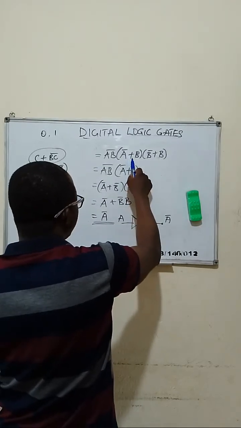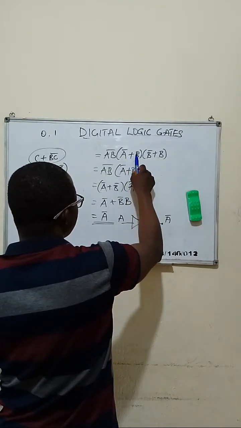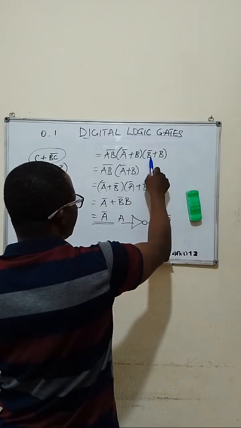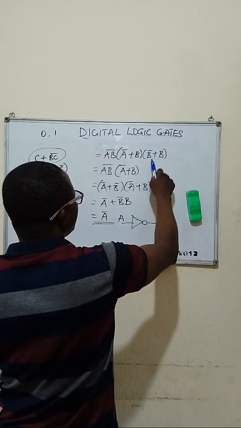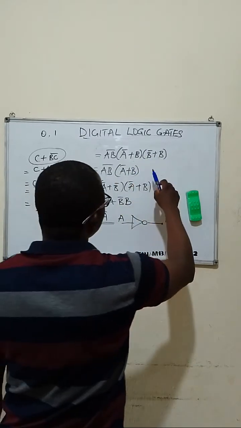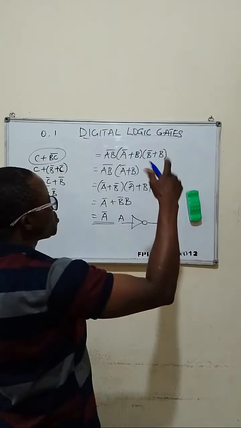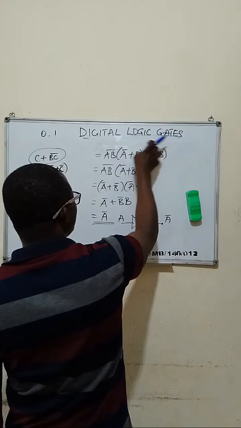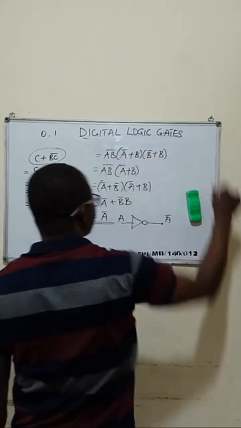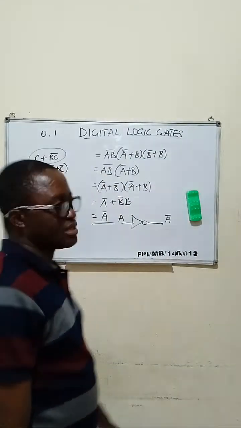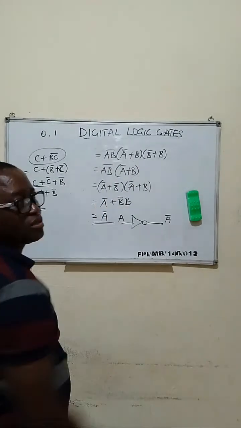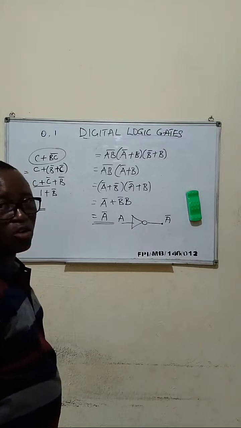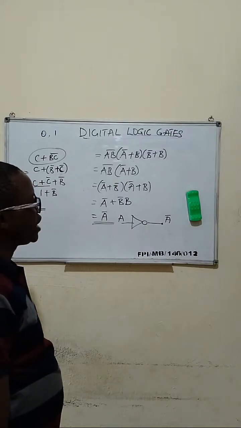We need one OR gate between A bar and B. That is A bar or B. Then we need another OR gate here, B bar plus B. So making 5 gates. Then we need one 3-input AND gate that will feed this as one input, this as another input, and this as another input. So we are going to have 6 gates to implement this from the raw way it comes from the combinational circuits. So we cannot implement it that way.